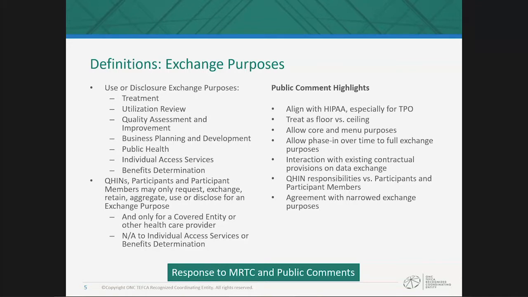So Mariann, what about some of the public comments? Well, in the public comments, there was a sentiment of aligning with HIPAA, and particularly in the proposal, there were a subset of certain purposes related to operations. So the idea there was we'll align it really with HIPAA, particularly around TPO. There did seem to be agreement of having a more narrowed set of exchange purposes that QHINs would be required to support across the TEFCA ecosystem.